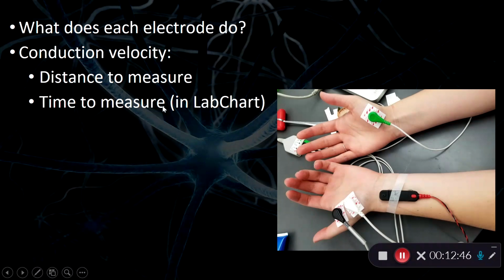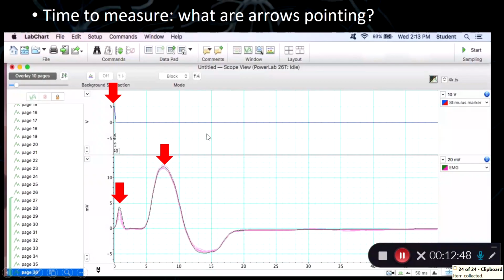And then how do you measure the time? Alright, so here is the lab chart you are going to see, and this is how you measure time. Same thing as last week and the earthworm. If you inject a current into the subject, you are going to have a stimulus artifact here. And this is going to be your action potential from the muscle. So the time that you measure is from here to here.